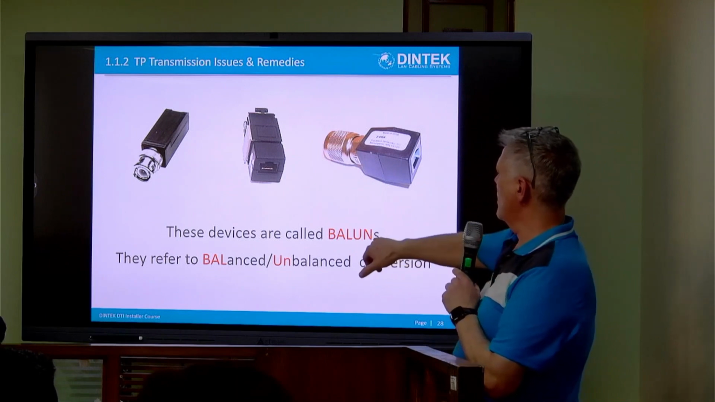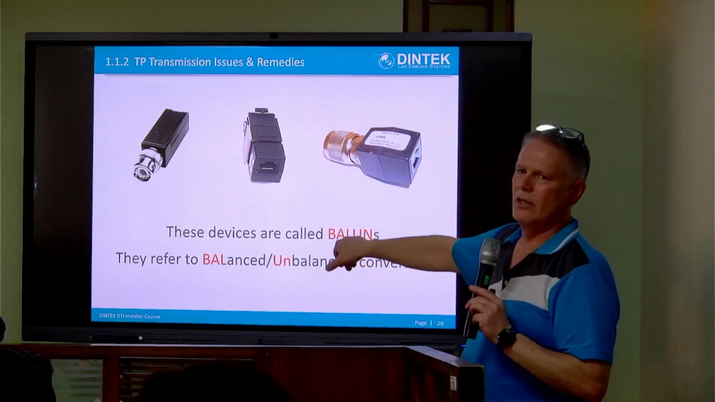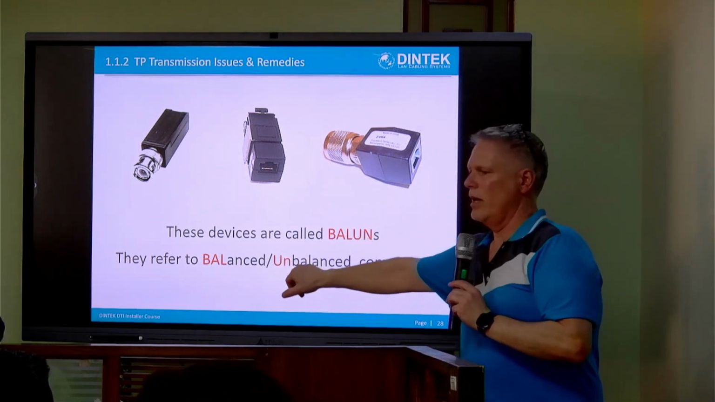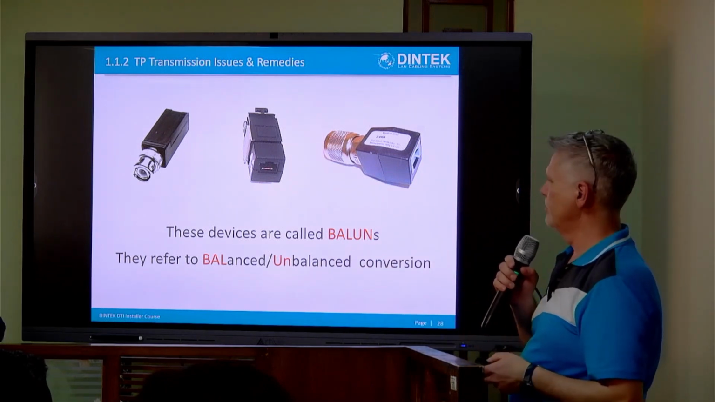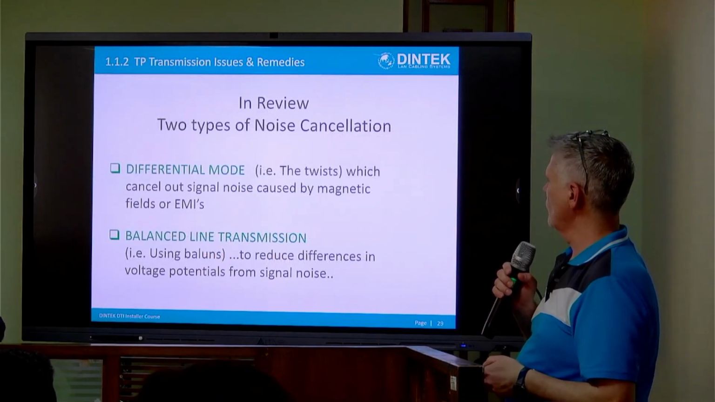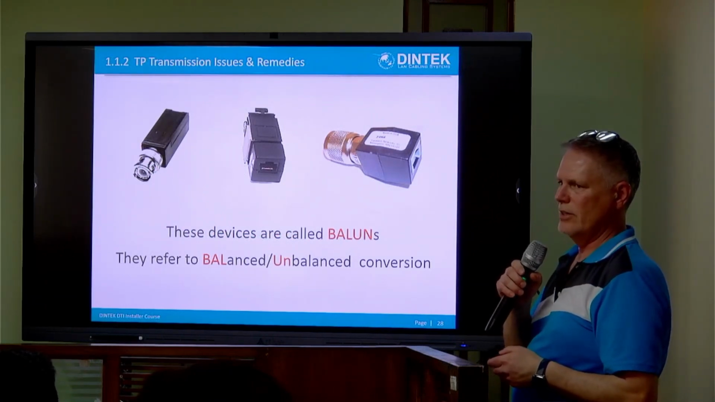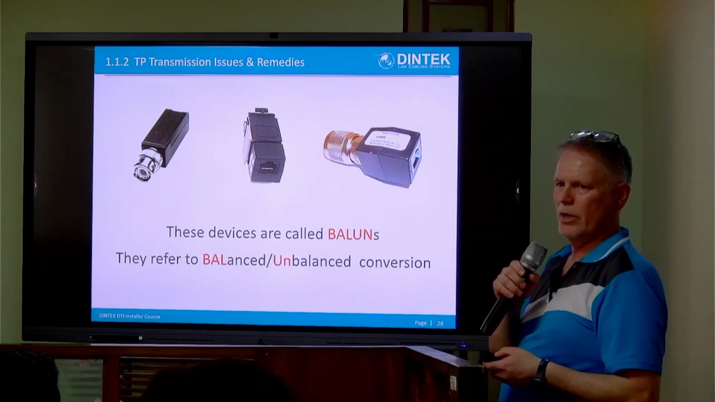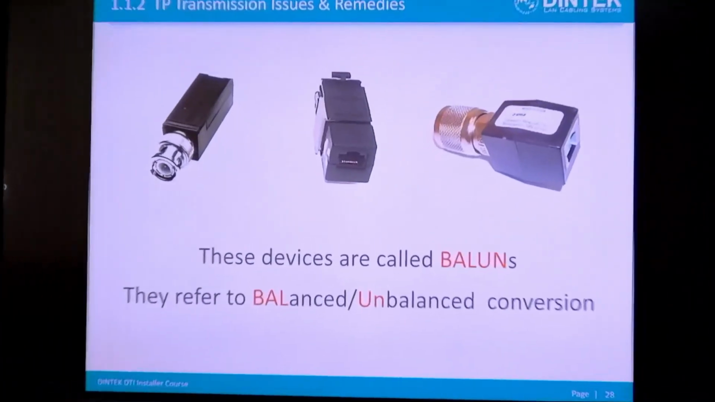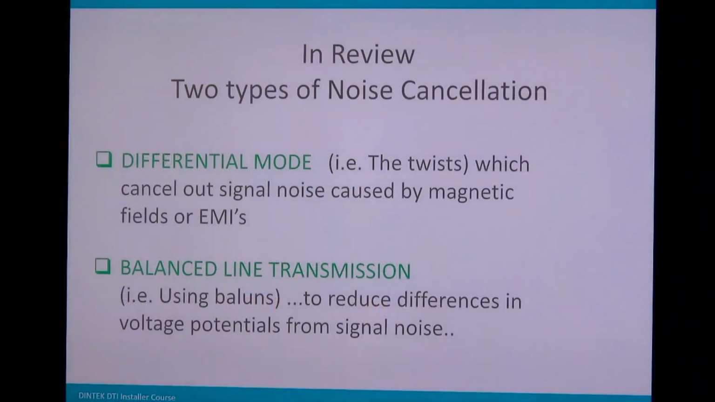So if you ever come across something that's been called balance, it just refers to the balanced and unbalanced system. You probably won't see these out in network land today, but some of them might still exist somewhere. But pretty much they don't exist anymore. So in review, we've got differential mode, that's twisting the wires to cancel out the interference. We have balanced line transmission, which is to reduce difference in voltages.